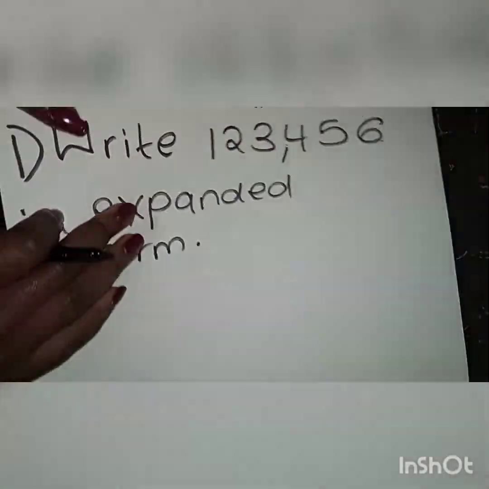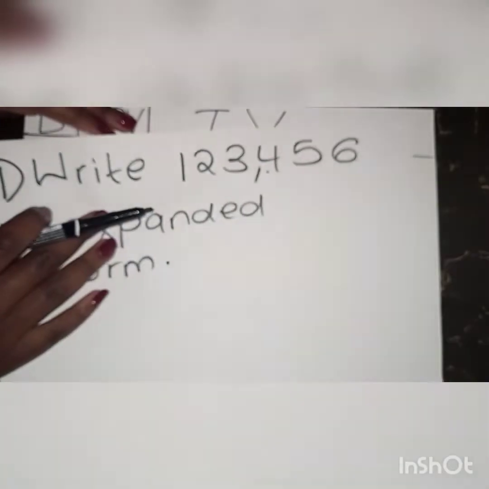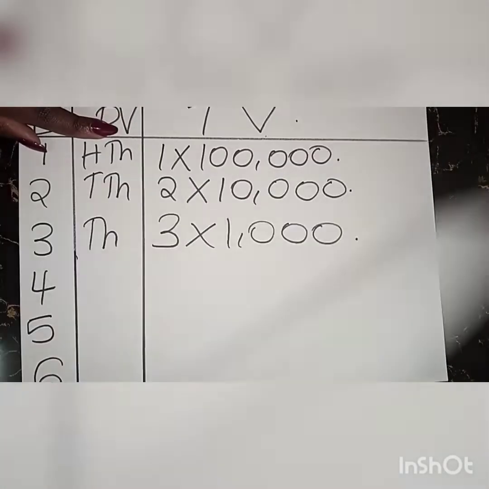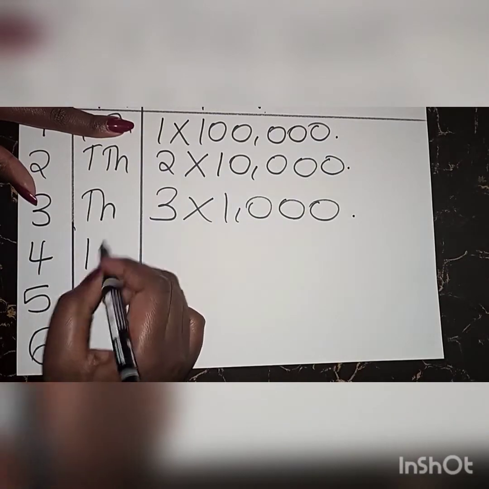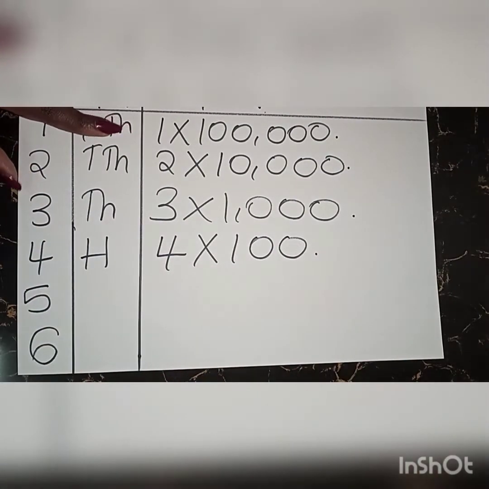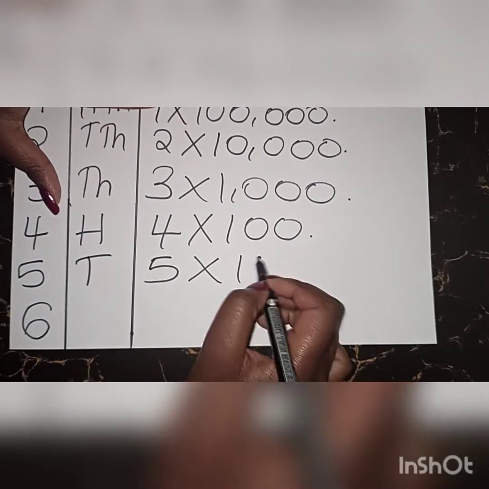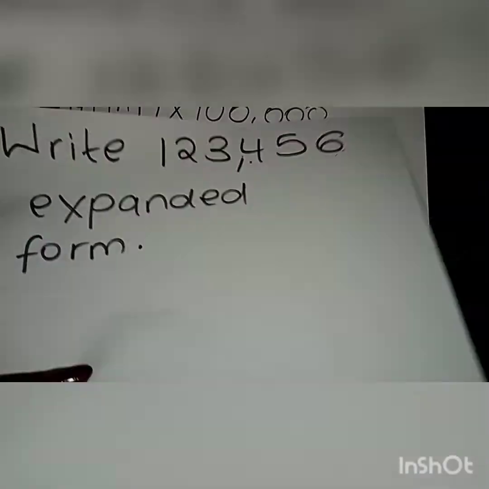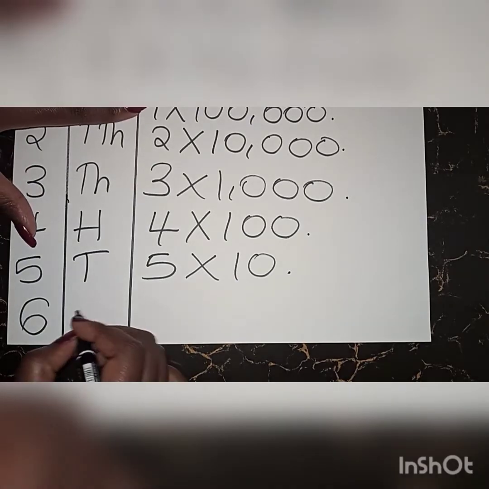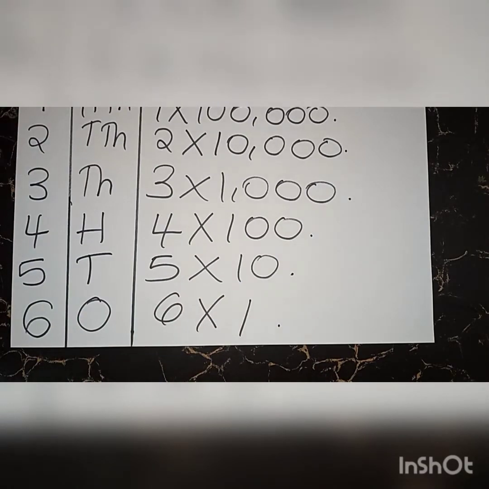Are we together? The place value of 4 is 1, tens, hundreds. So the place value of 4 is hundreds, and the total value will be 4 times 100. The place value of 5 is tens. So here we'll write 5 times 10, okay? The place value of 6 is 1. So here we'll have 6 times 1. Okay? And this is how we write numbers in expanded form.